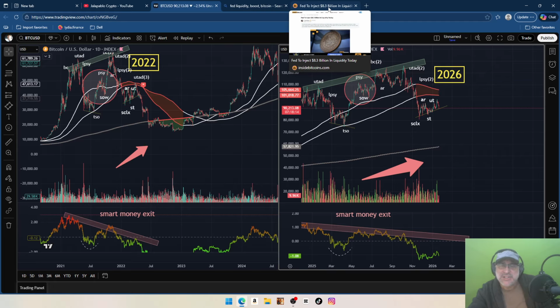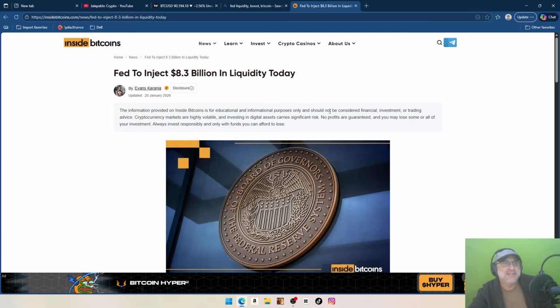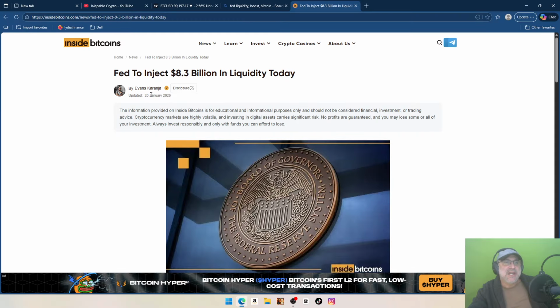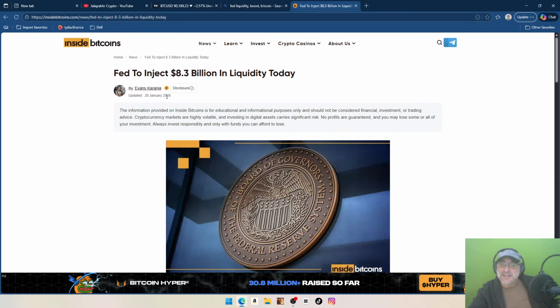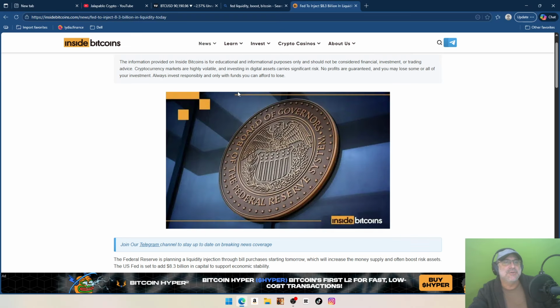and subsequent sell-off, which would be a liquidity drive as smart money exits, kind of like what it did 4 years ago, as we see here. Now, something that could catalyze this is the current news. This is dated July 20th. This is today, all right, 2026. Fed to inject 8.3 billion in liquidity. Okay, so that's the news, that's the rumor.